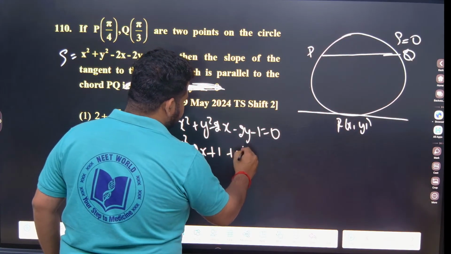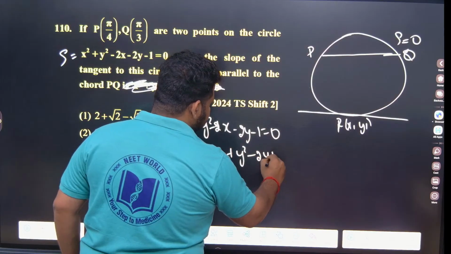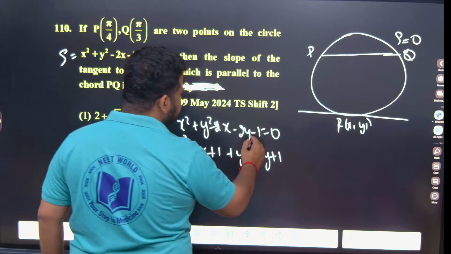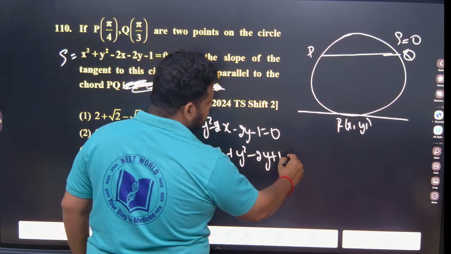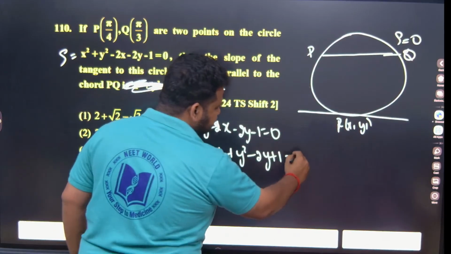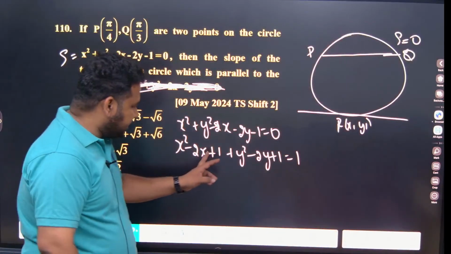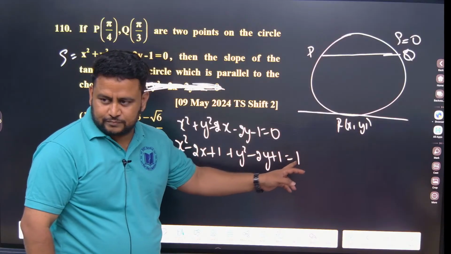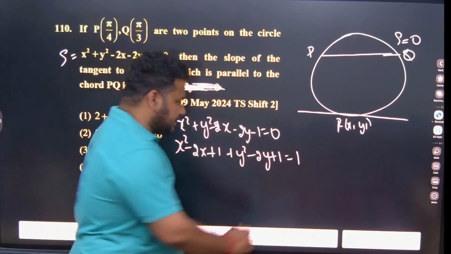Plus y square minus 2y. What is this? Plus 1. Okay, plus 1. What am I having here? Minus 1, right? I will send this minus 1 to that side. I have added 1 and again I have added 1, so I should add plus 2.